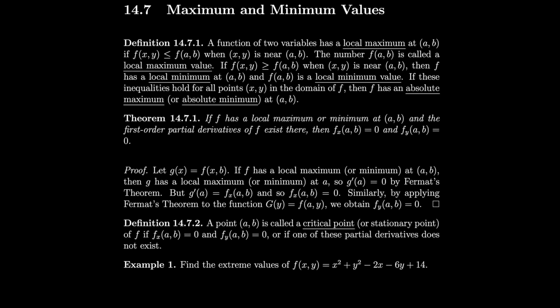We can also do the same thing to the function g(y), where we set x to be the constant a value, and applying Fermat's theorem gives us that the partial with respect to y is also going to be 0. So next up we have a definition. A point (a, b) is called a critical point or stationary point of f if the partials are both 0 or if one of the partials does not exist. Pretty much the same as it was for single variable critical points.